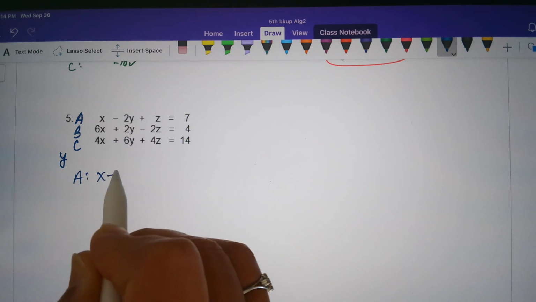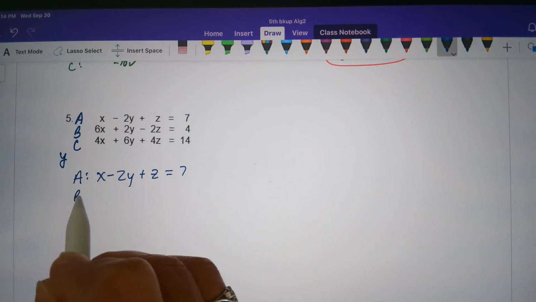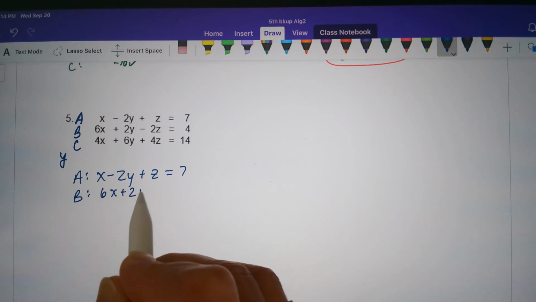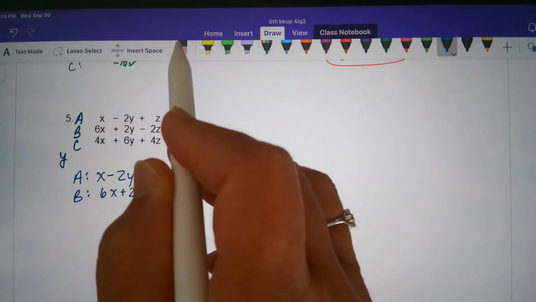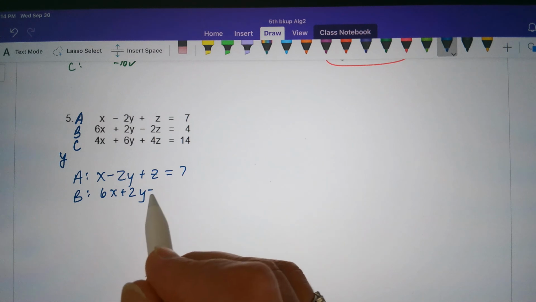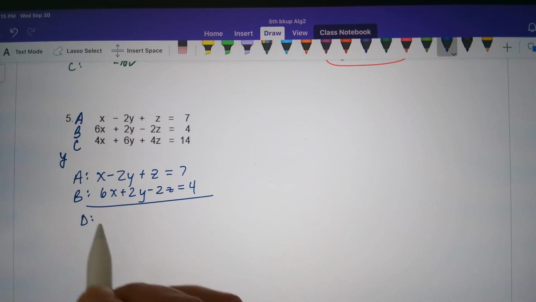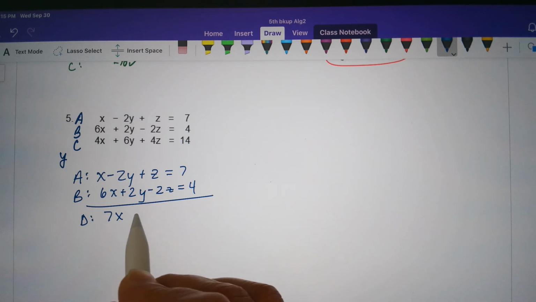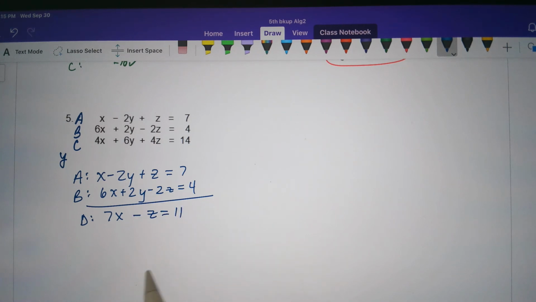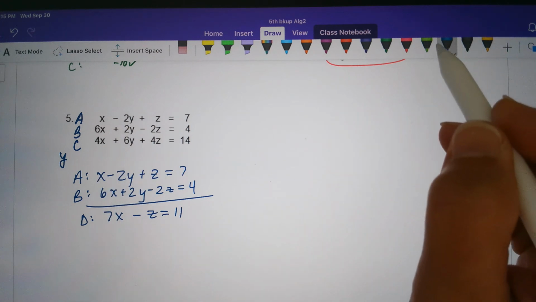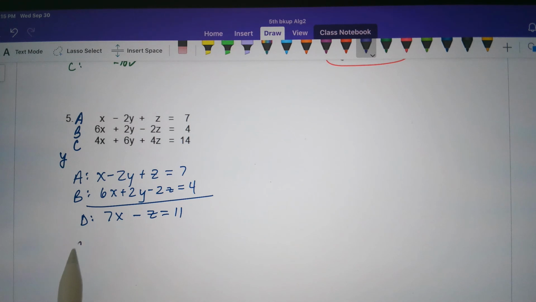Let's copy down A and B. And you'll see in this video I'm not showing every single step of solving. Okay, we add, this is our D, 7x minus z equals 11. We've already used A and B, so now we have to use C, and we're eliminating the y, so this has a 6y, and I will pair it with A and multiply A by 3, so that'll give me a negative 6y. Okay, so I'm taking C and 3A.